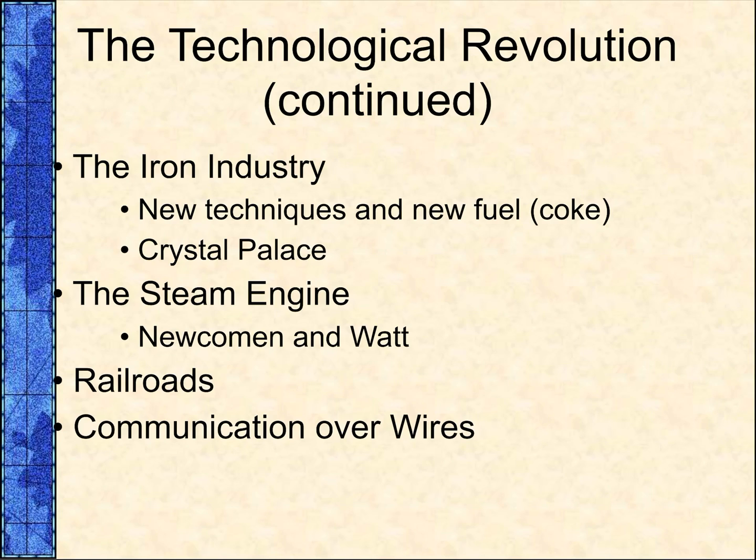Next, you have the iron industry. So new techniques were put in place to really make iron a little bit more efficient to make, which means cheaper, but also so that it withstands some of the new inventions that are being put in place. So things like bridges and eventually the steam engine and stuff like that. All of those things were needed. So good iron was needed for that.